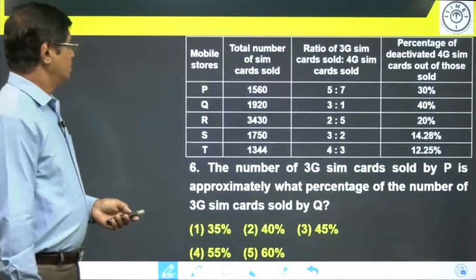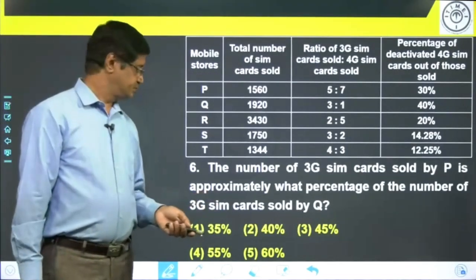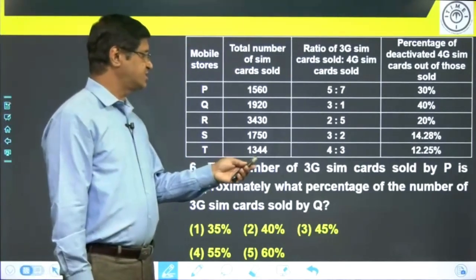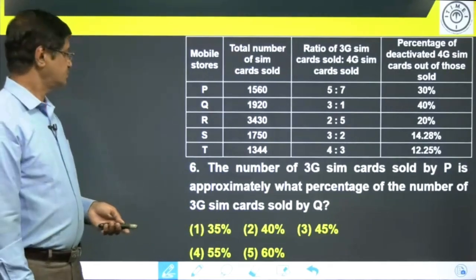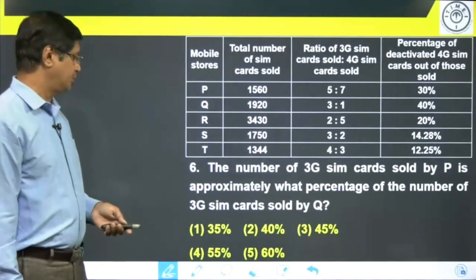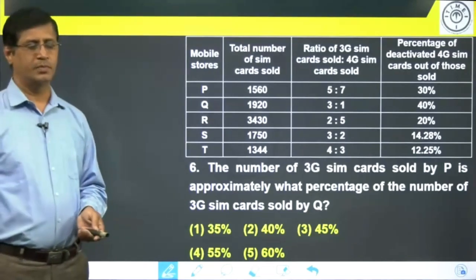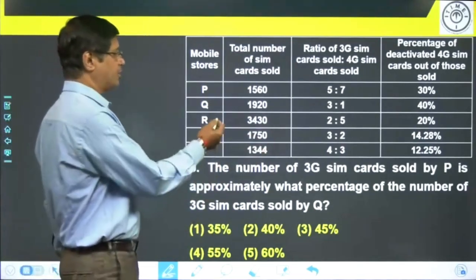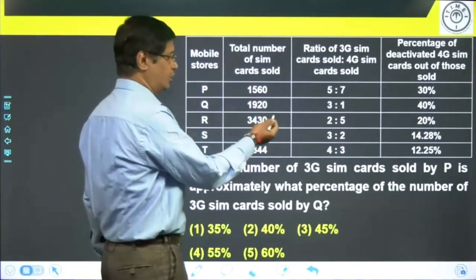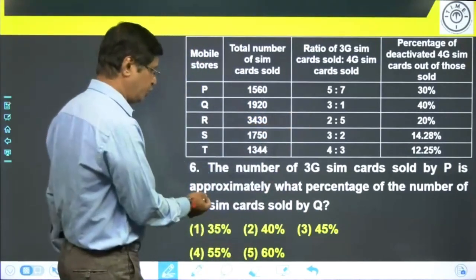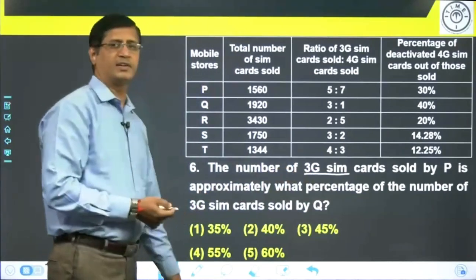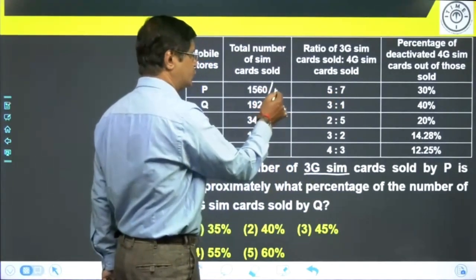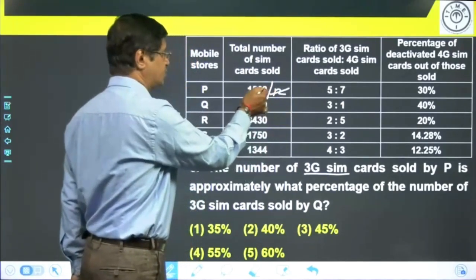Okay. Now look at the first example on your screen. This is question number 6 related to this one. Now, the number of 3G SIM cards sold by P is approximately what percentage of the number of 3G SIM cards sold by Q? So what is the question here? 3G SIM cards sold by P. The total number of SIM cards is 1560. Now in that we need to find out the 3G SIM cards. 3G SIM cards means 5 parts. 7 plus 5, that is 12. When you divide by 12, it goes exactly how many times? 13 times.